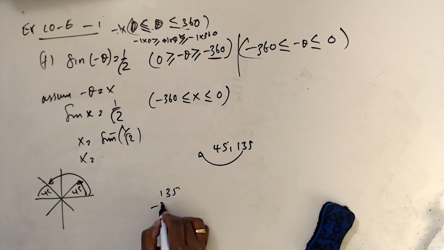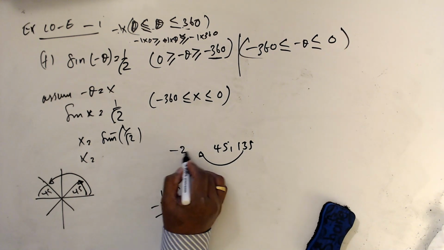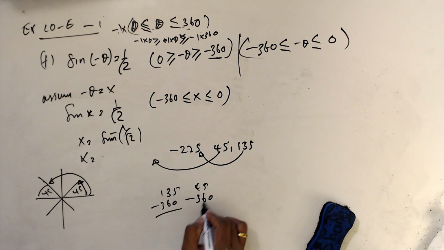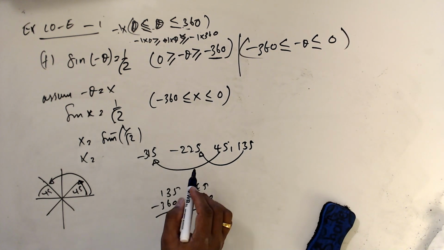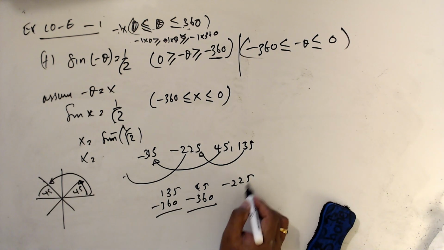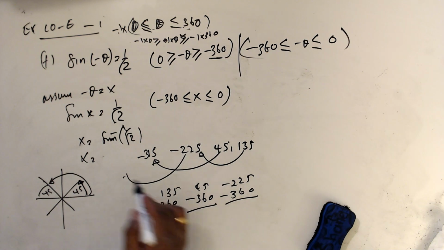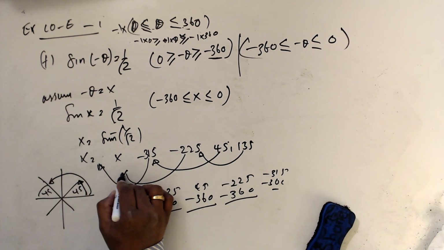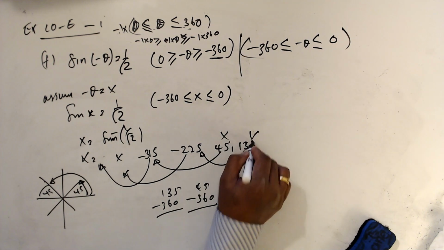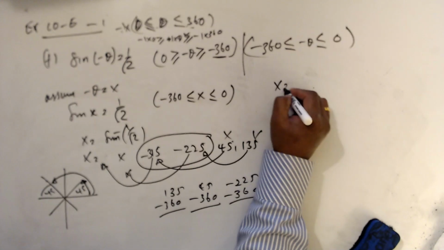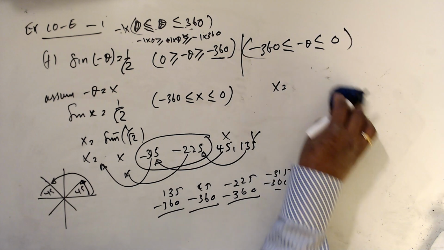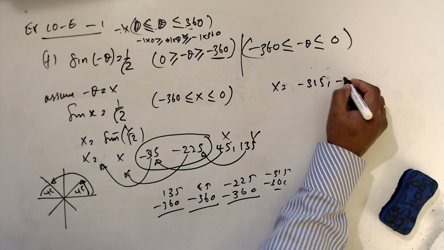135 minus 360 is minus 225. Then 45 minus 360 is minus 315. Then 225 minus 360 is out of range. And minus 315 minus 360 is also out of range. So only two answers there. Those two. So x equals minus 315 and minus 225.